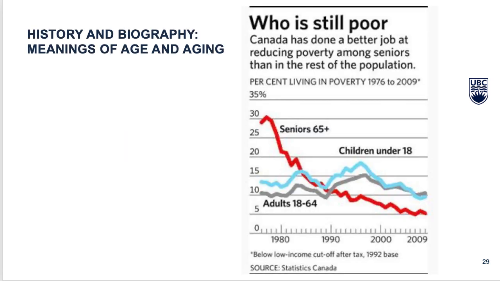A great example of changing social supports for elders occurred in Canada between 1980 and 2009. In the late 1970s, the poverty rate for people 65 and over in Canada was around 30%, which was higher than the rest of the population. The percent of elders living in poverty reduced drastically by 2009, hovering at around 5%. How can we explain this change?